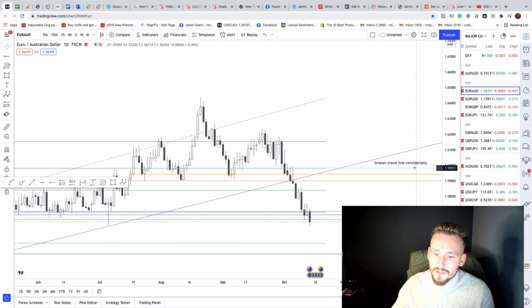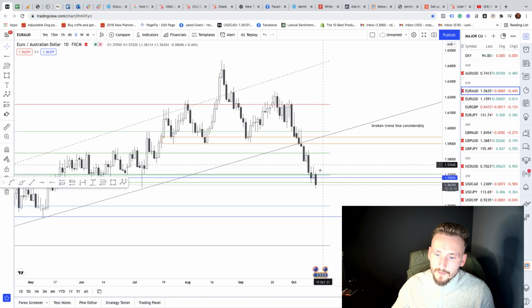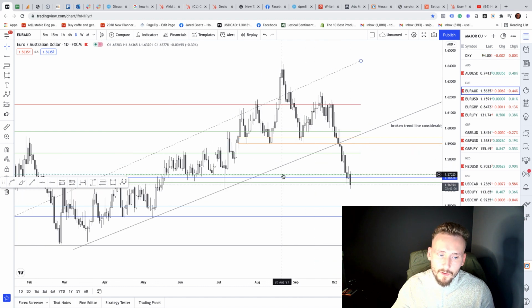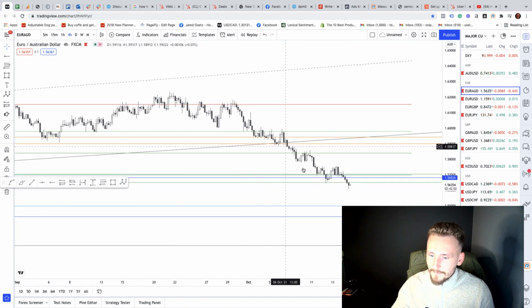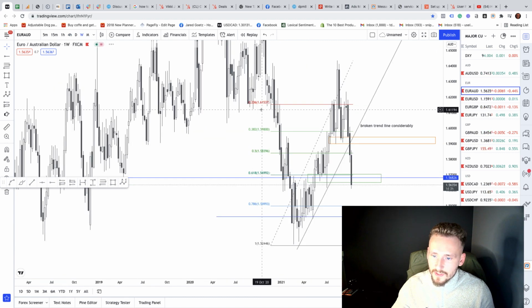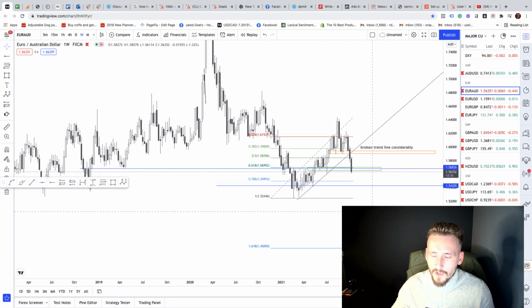Now Euro Aussie was an interesting one. I was thinking that we're going to get a pullback here, find some support, get a pullback into an area in orange here, and then get a continued leg down. But that's not been the case so far. So let's go to the weekly to see what we're seeing. We've had quite a big sell-off.